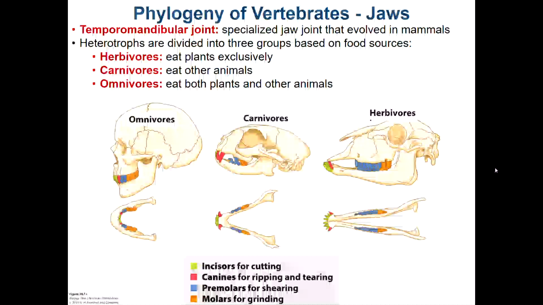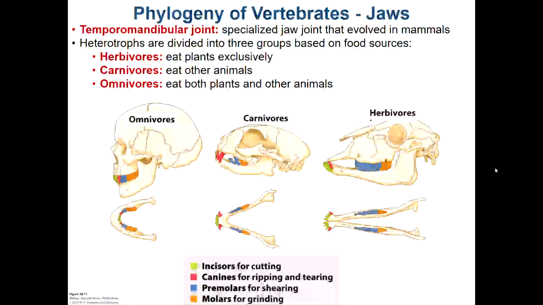Heterotrophs are divided into 3 groups based on the food sources that they eat. Herbivores only eat plants. Carnivores eat other animals, and omnivores eat both plants and other animals. And if we look at these pictures of the human, the cat, and the cow, we can see that the teeth and jaw structure of these animals is different based on the type of food that they are going to be eating.